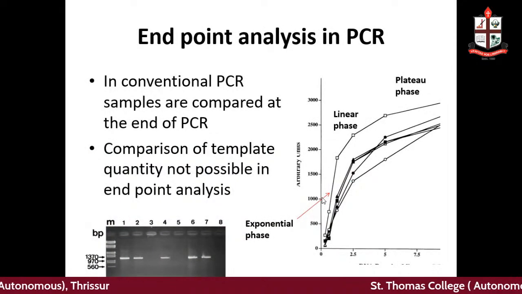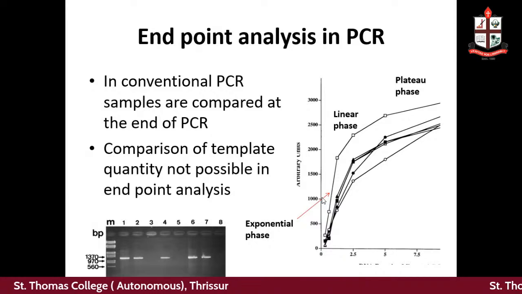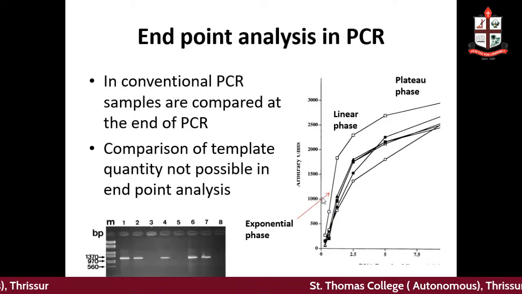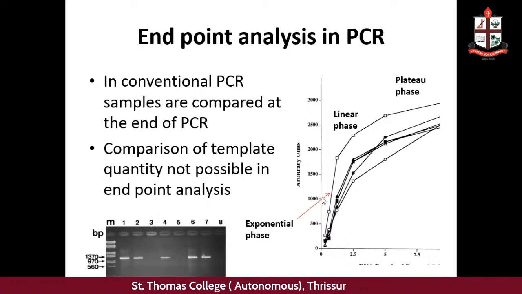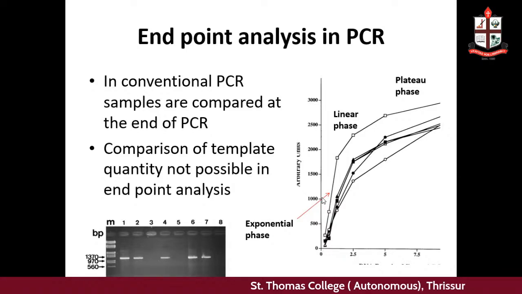Okay, now we'll discuss how real-time PCR is different from normal PCR. In conventional PCR, we do an endpoint analysis. That means we do the PCR, and at the end of the PCR, we take out the PCR products and then analyze them by agarose gel electrophoresis. So here we are analyzing the product only at the end of the PCR.